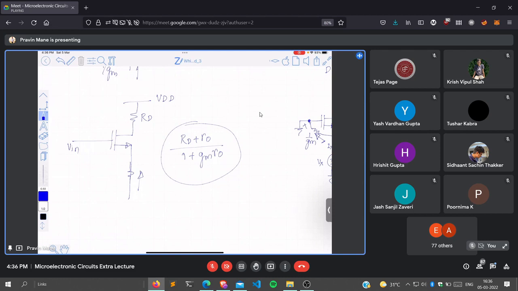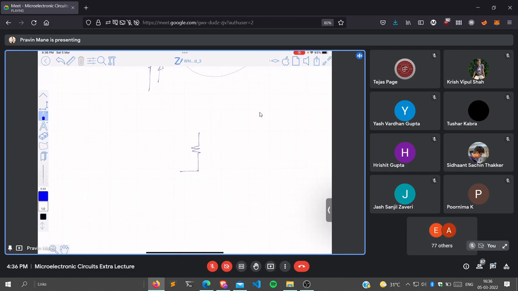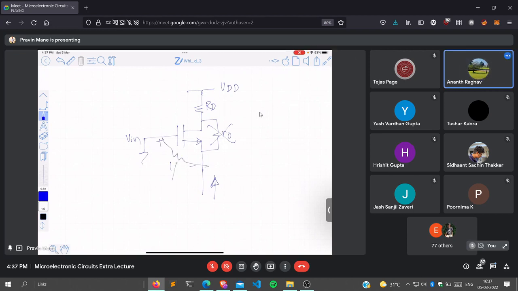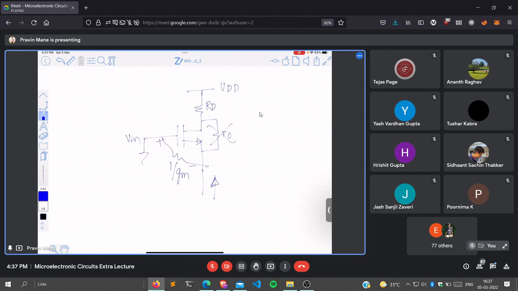If RO is not present, now I will ask you one question. This is Vin, and you have to look from this terminal. This is connected to VDD. If this RO is not present, not present means what is the value of it? Infinity. So when you look from this, what is the impedance? What is the resistance present between these two terminals? 1 by gm parallel RD. 1 by gm.